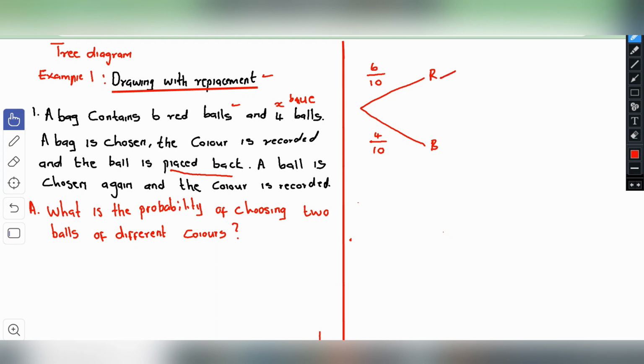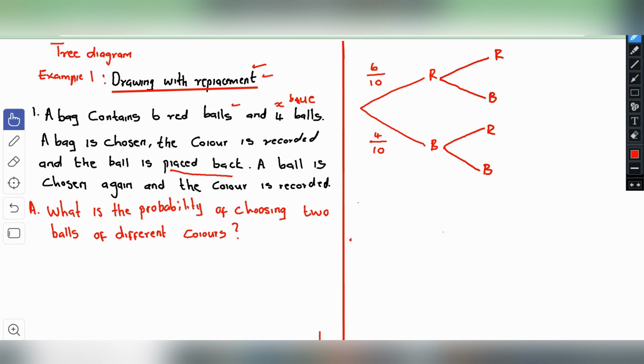Therefore, because the ball is chosen again, we must create another set of branches. If the ball is chosen again, obviously here we still have red, and here we have blue, and then here we have red, and here we have blue, right? Because the ball is placed back, that's what we call drawing with replacement.